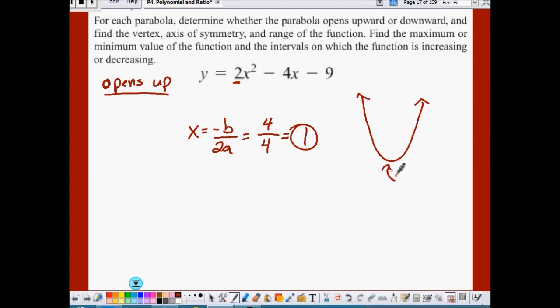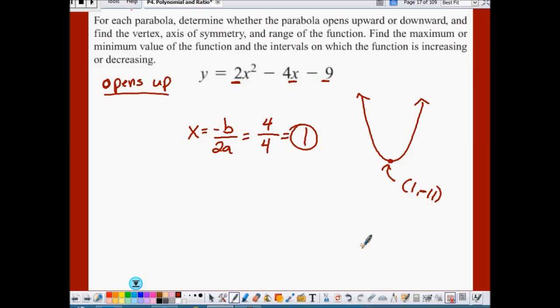So your vertex is going to be 1, something. To find the something, just plug it in, because your vertex is on your parabola, right there. So if the x value of my vertex is 1, to find the y value, just plug that 1 in. You get 2 minus 4 minus 9. 2 minus 4 minus 9, I believe that's -11. Checking on that. We're good with that.